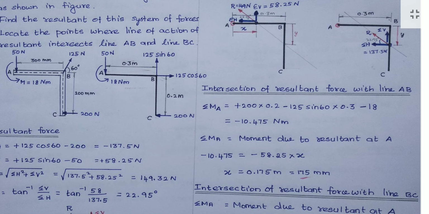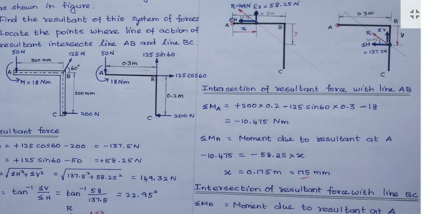For that, we find the moment of all the forces. Next we have to find the moment due to the resultant. For finding x, I am assuming that the resultant force is acting at this point. This unknown distance x we have to find. Here I resolved the force into sigma H and sigma V. This sigma H will not create moment at the point A because its line of action also passes through the point A, so there is no rotation. But sigma V will rotate.